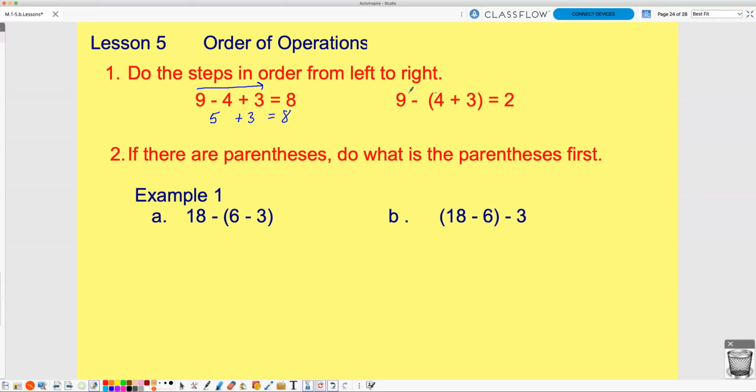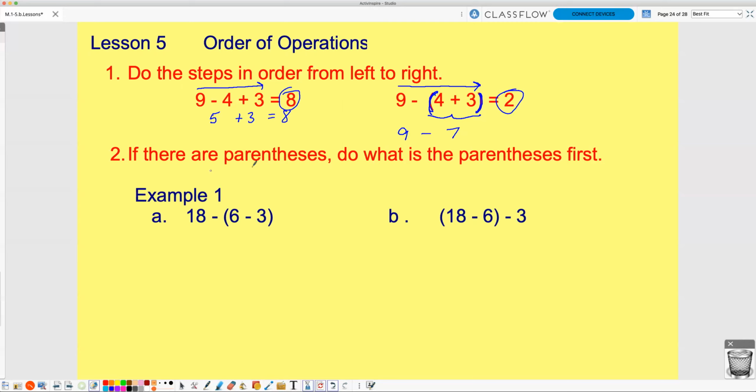That's pretty easy. This is also working from left to right, but what do you have to remember? What's the difference? This difference is this has got parentheses. So we have to do the parentheses first. So don't forget to do the parentheses first. You end up with, in this case, 7. Now you go back to the beginning, 9 minus 7 equals 2. You see it's different than 8.